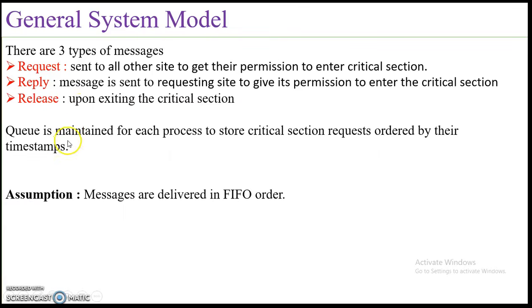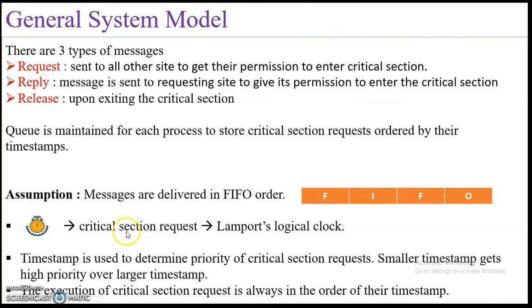So each process will maintain a queue and it will store its timestamps in it. The assumption is that the messages are delivered in FIFO order, first in first out order. That is why a queue is maintained. Then a timestamp is given to a critical section request, and it is given with the help of Lamport's logical clock, which we have already discussed in the earlier class. The timestamp is used to determine the priority of a critical section request. Smaller timestamps get higher priority.